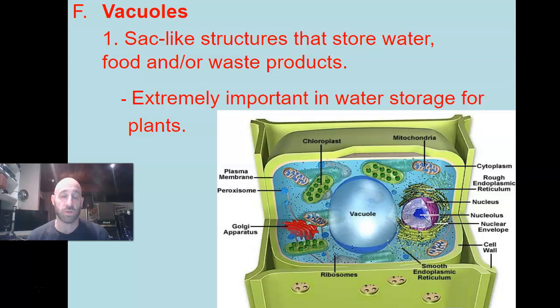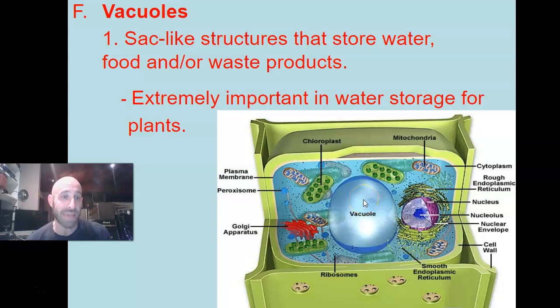Plants have something special, though. Plants have something called a central vacuole. They have one very large vacuole that exists right in the middle of the plant cell. Animal cells do not have this. So one of the big differences between plant and animal cells is that plant cells have a large central vacuole, and that is responsible for storage. And the reason why plants have a large central vacuole is because that's where they store water.